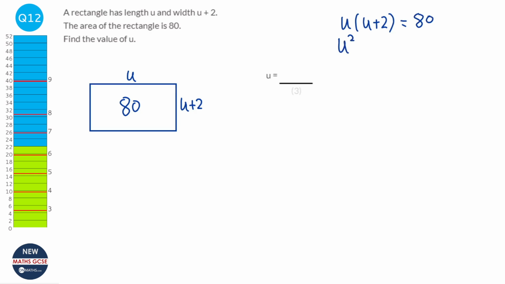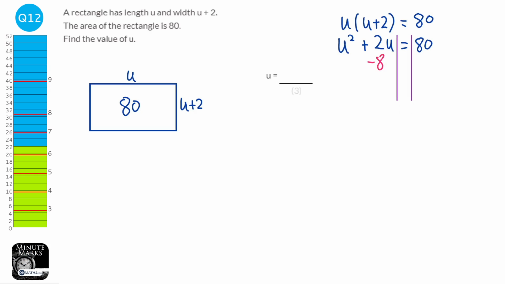So let's expand this. And what we're going to do is put everything to the same side. So all I'm going to do here is subtract 80 from both sides. And so we've got u squared plus 2u minus 80 equals 0. Now we're going to be using quadratics, so we're going to factorise this. And so we need two numbers that add together to make 2 and times together to make minus 80.